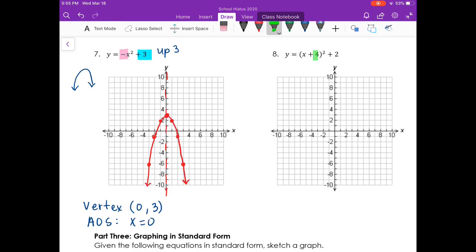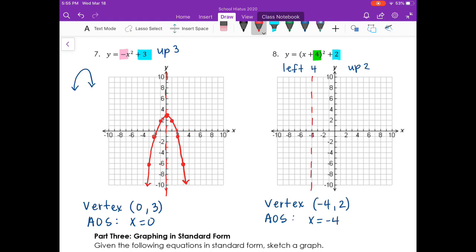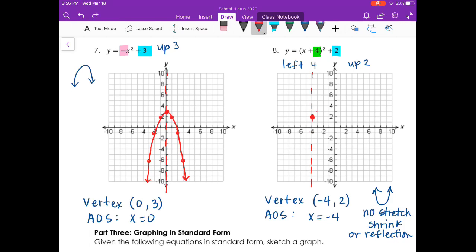Number 8 has 2 transformations, a horizontal shift to the left 4, and a vertical shift up 2. The coordinates of the vertex are -4, 2, and the equation of the axis of symmetry is x equals -4. We'll plot a basic parent function pattern from our vertex, moving to the right 1, up 1, to the right 2, and up 4. Then reflect these points across the axis of symmetry to complete the graph.